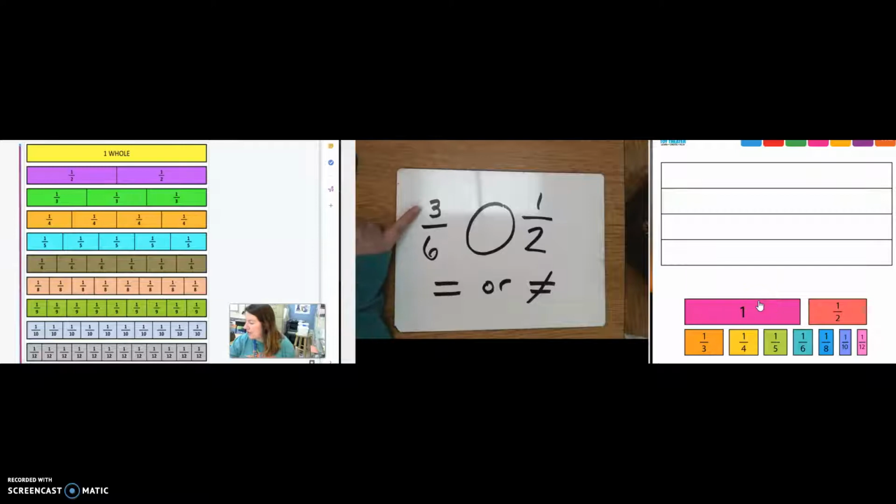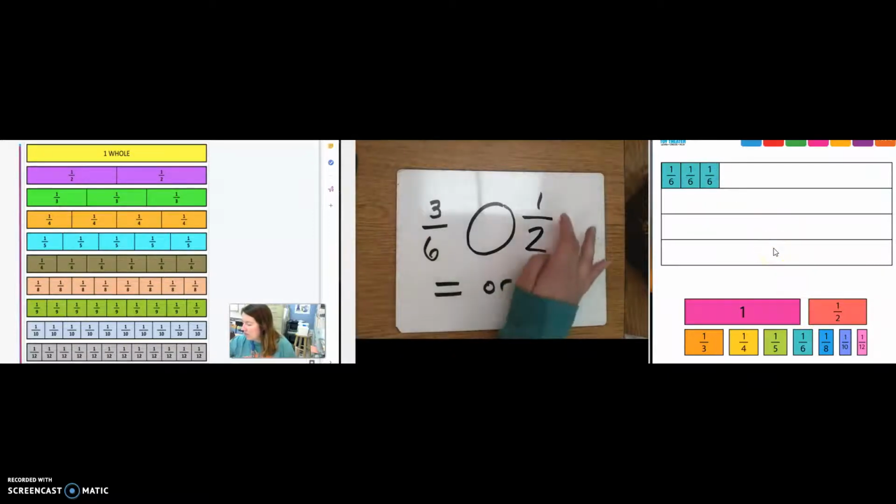So let's start with the first fraction. So 3/6. So the 6, the denominator tells you what size pieces to use. So I need to use the 6th pieces. They're kind of this teal color. And the numerator, the top number, tells you how many pieces you need to use. So I need 3 of them. So let's bring up 1/6, 2/6, 3/6.